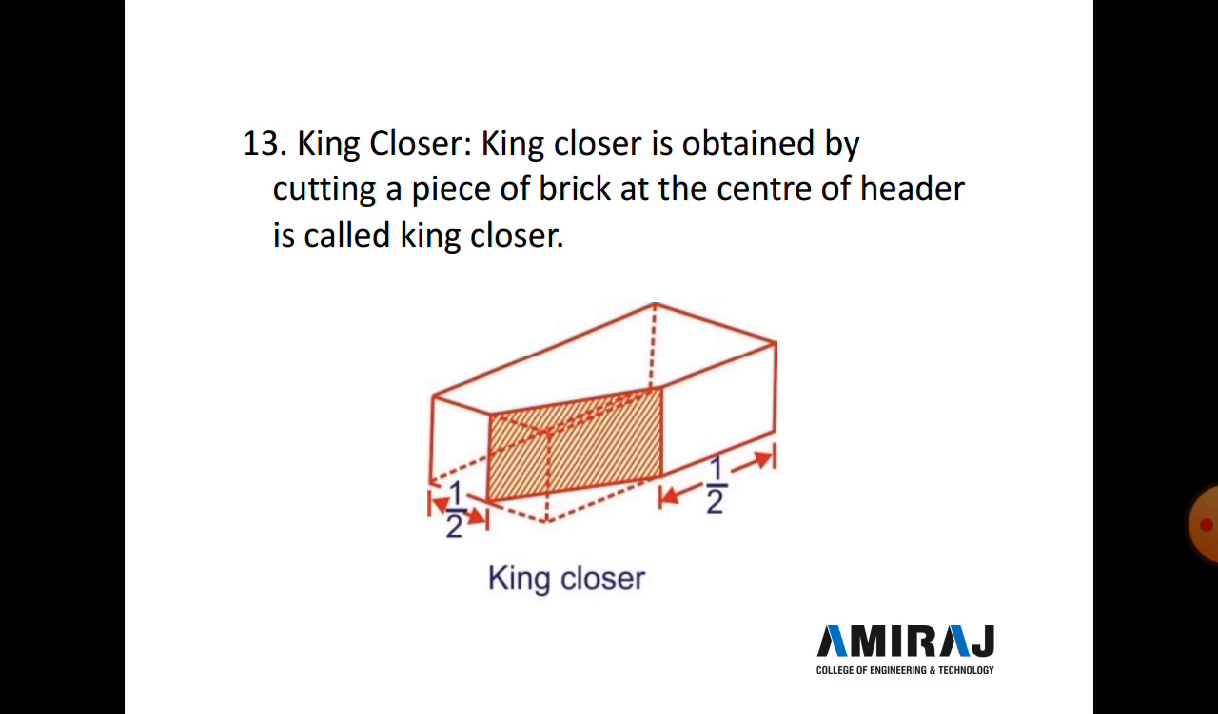Now next is a king closer. So what is king closure? King closure is obtained by cutting a piece of the brick from the center of the header up to the center of the stretcher. See this figure, half part is marked in the header and half part in the stretcher, and we cut the corner. This is called a king closure.